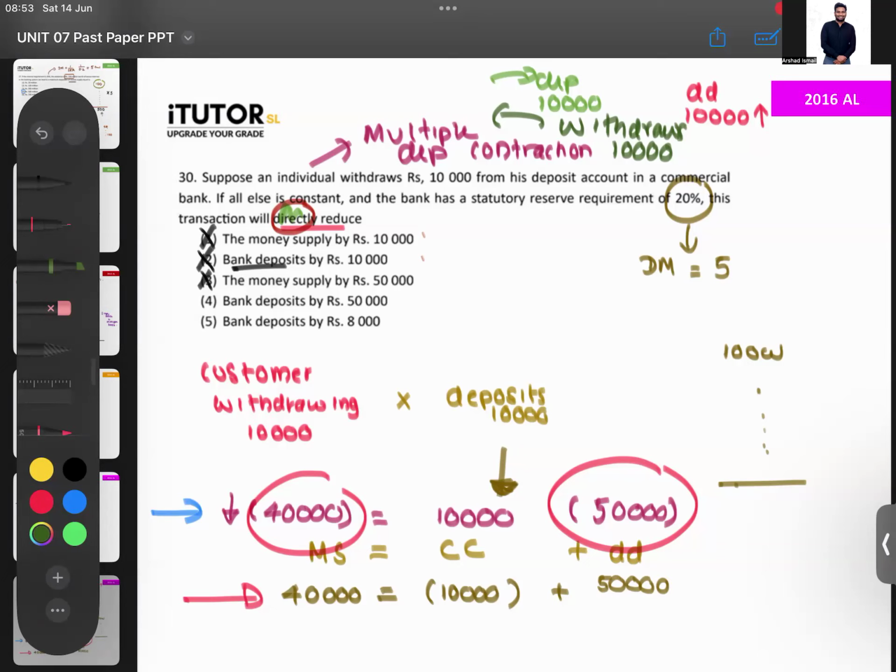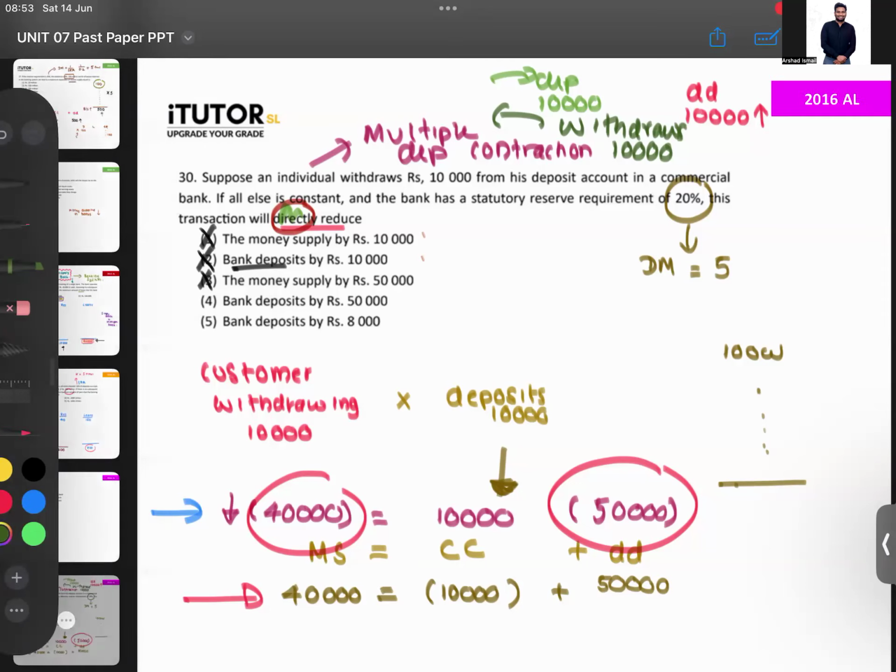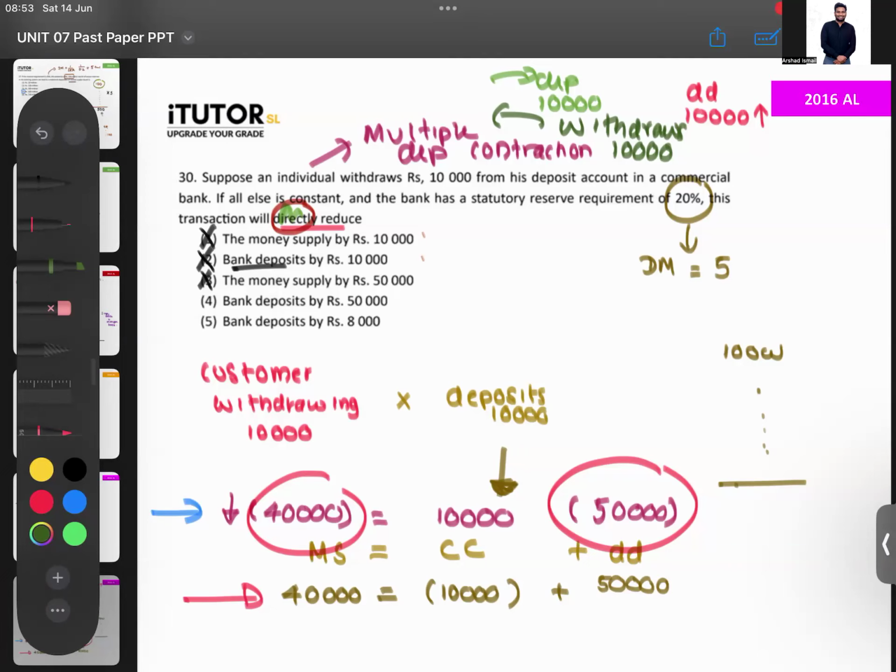Demand deposits of the bank will reduce by others. Do the question and come up. Otherwise, you also become lost. You also don't know what to do.